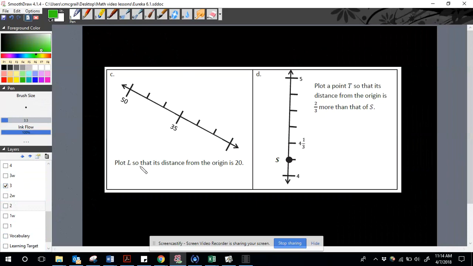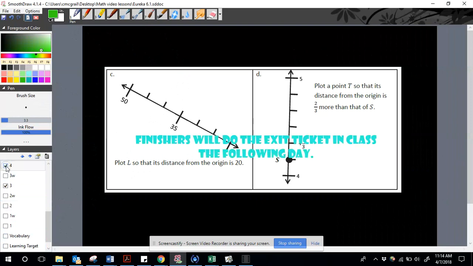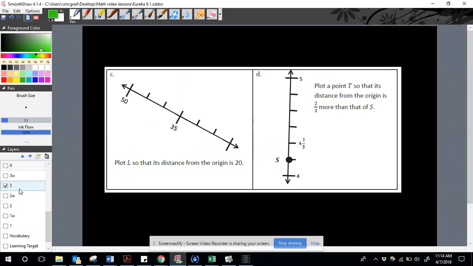Plot L so that its distance from the origin is 20. Now, here I have a problem because I don't know where the origin is. There's no 0 here. But what I can do is I can identify the marks here and find out what the distance is between each mark.